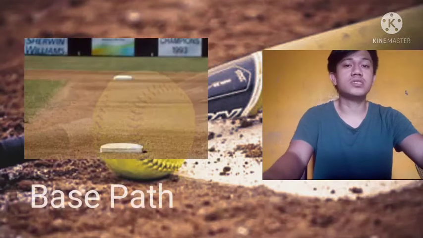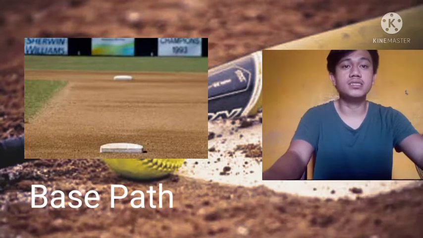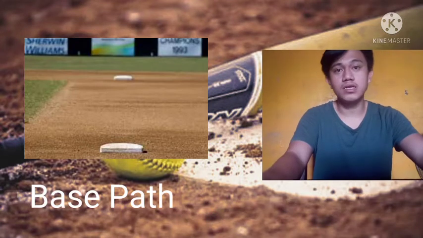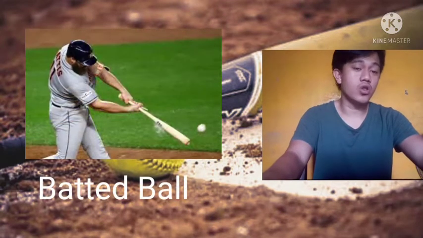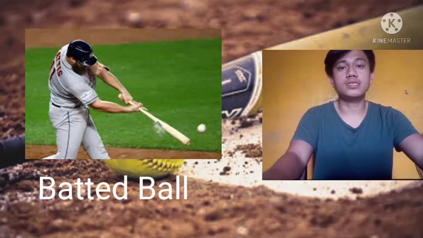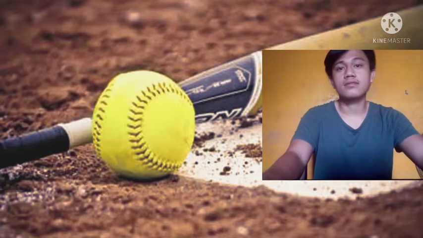Section 7, which is base path. Base path is a direct line between a base and the runner's position, at the same time that a defensive player is trying to tag the runner. Section 8 is batted ball. A batted ball is any ball that hits the bat and lands either in fair or foul territory. No intention to hit the ball is necessary.